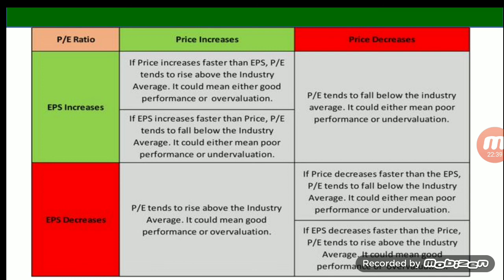And in case price decreases, P/E tends to fall below the industry average. It could either mean poor performance or undervaluation. In case EPS decreases, P/E tends to rise above the industry average. It could mean good performance or overvaluation. If price decreases faster than the EPS, P/E tends to fall below the industry average. It could either mean poor performance or undervaluation.